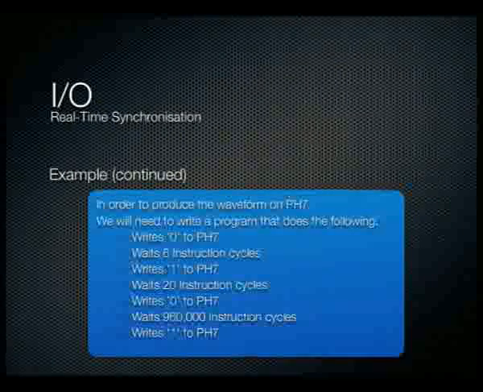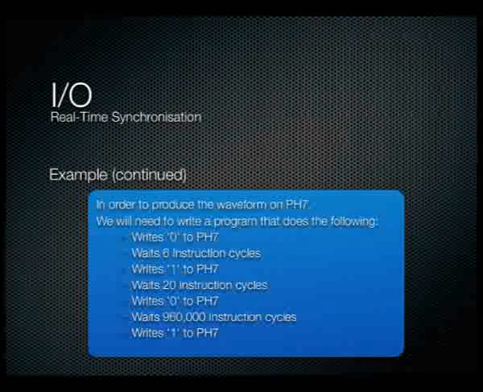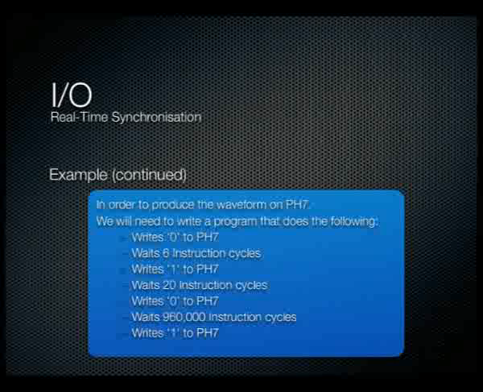So effectively we need it to write 0 to pin PH7, wait 6 instruction cycles, write 1 to PH7, wait 20 instruction cycles, write 0 to PH7, and wait 960,000 instruction cycles, then write 1 to PH7. So that's the software that we're going to need in order to mimic that waveform on PH7.